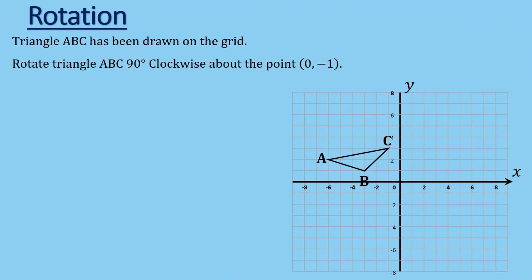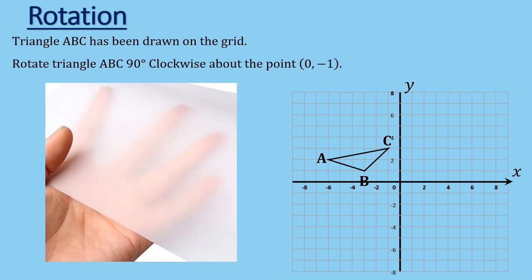Let's work through that example to see how to rotate a 2D shape on a grid. In fact, tracing paper can be a great tool for drawing rotations, and it's often provided in exams. Let us do the rotation in steps.